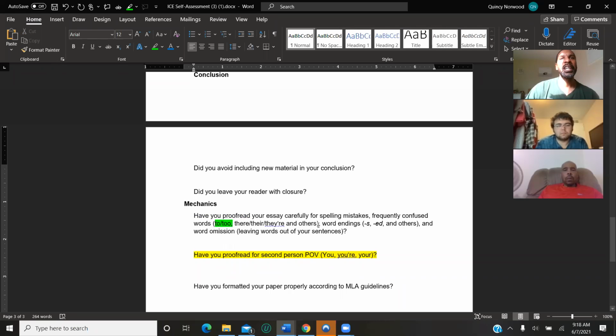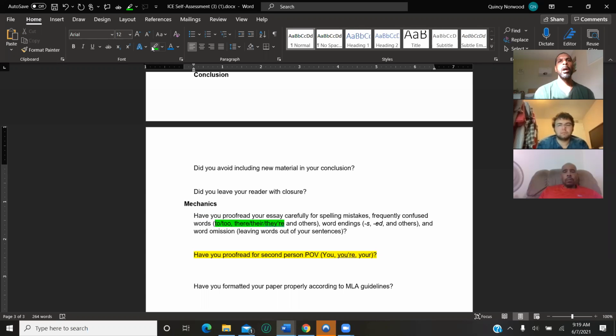So try to catch frequently confused words. A lot of times we make this mistake just from moving too fast, right? Not taking that time to slow down and go back over your material. Okay. Check for word endings too, right? Do you need a suffix?